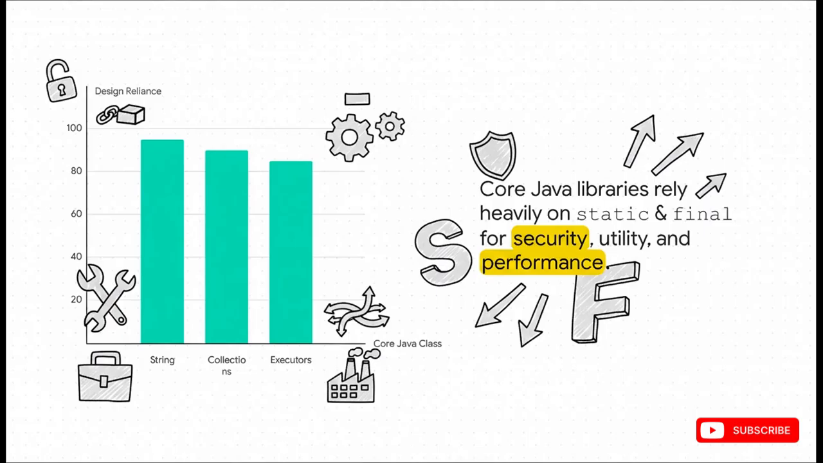And this isn't just for us. The core Java libraries that you use every single day are built on these exact same principles. The String class is famously final to guarantee it's always immutable and secure. The Collections class is just packed with static helper methods like sort, and the Executors framework uses static factory methods to safely manage complicated thread pools. This isn't just theory, it's the blueprint for building robust Java code.